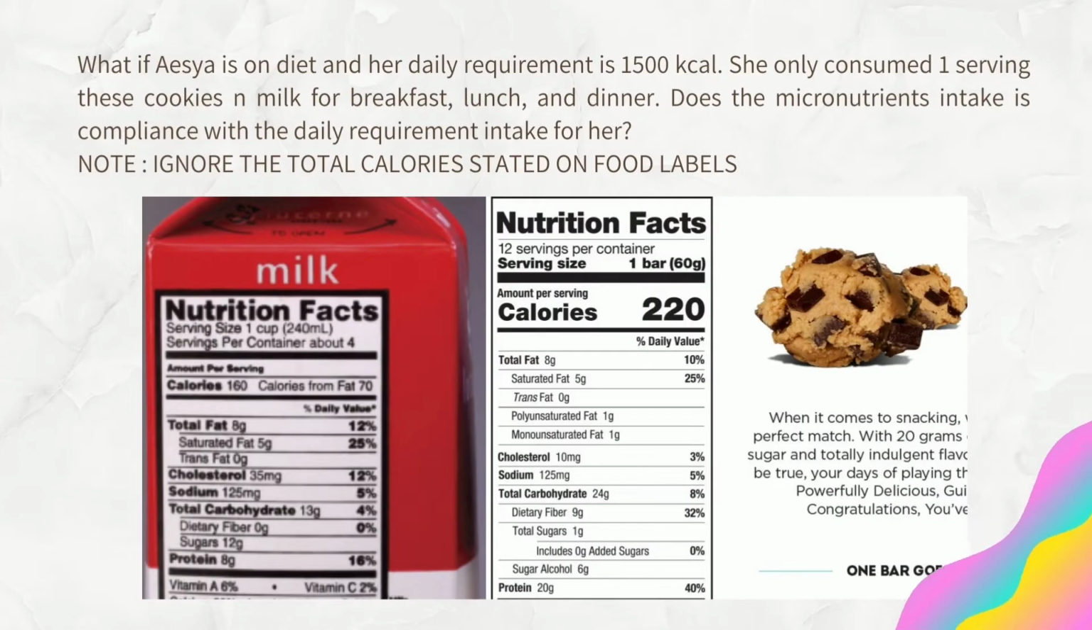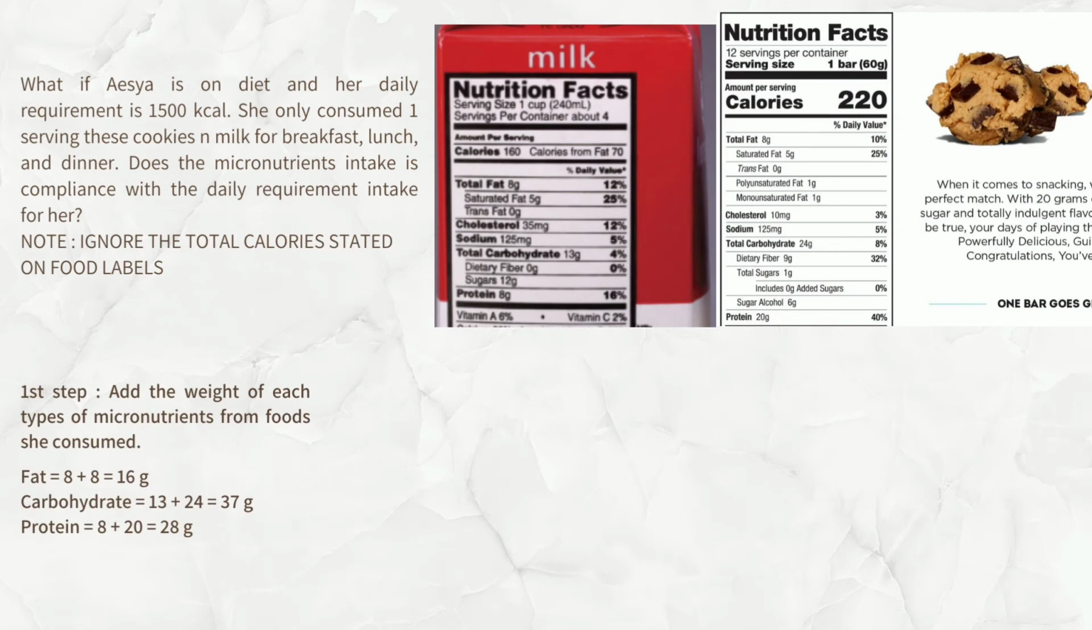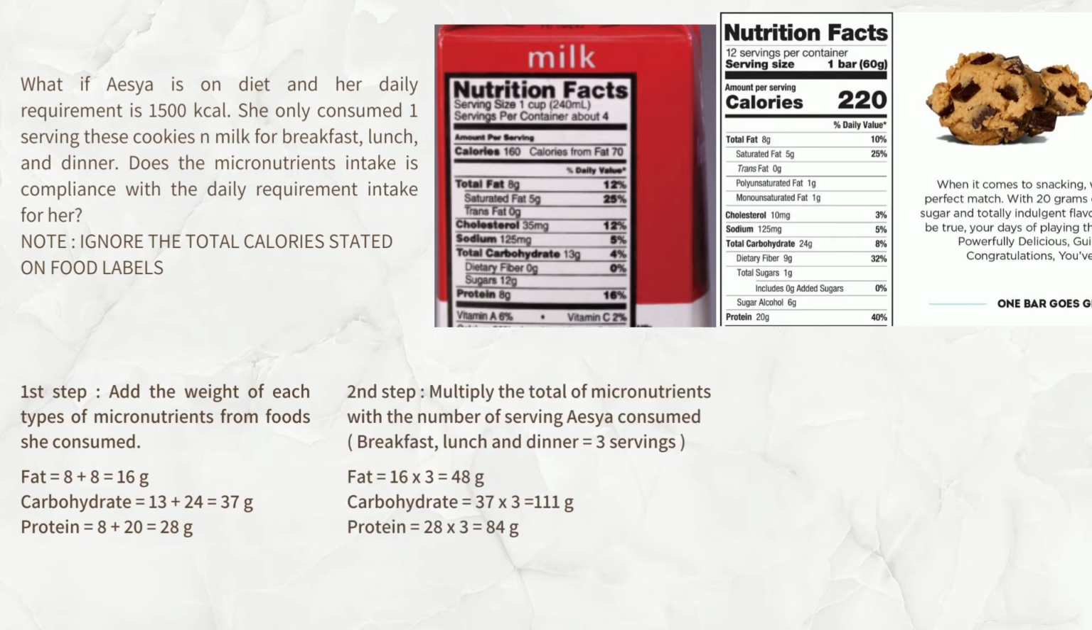What if Aisha is on diet and her daily requirement is 1500 kilocalories. She only consumes one serving of these cookies and milk for breakfast, lunch and dinner. Is the micronutrients intake compliant with the daily requirement intake for her? For the first step, you need to add the weight for each type of micronutrients from the food that Aisha consumed. The total fat is 16 gram, carbohydrate is 37 gram, and protein is 28 gram.